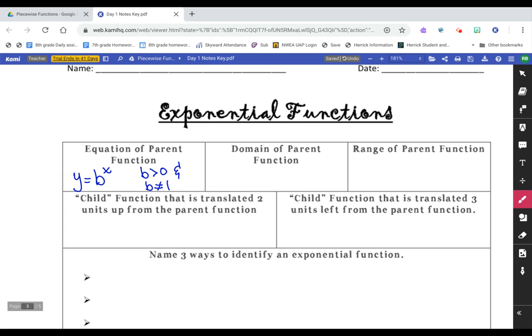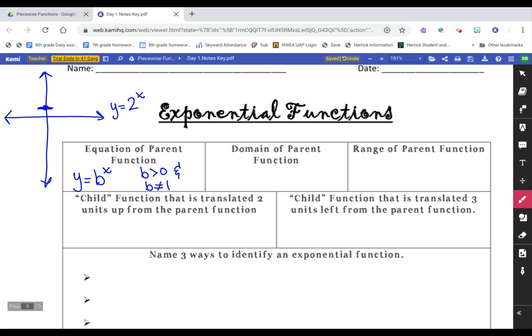The domain, so first of all, before we do that, let's graph our parent function. Okay, when we have, let's make b 2. So we'll graph y is equal to 2 to the x power. Okay, well, when x is 0, that means that y is 1. And every exponential function will go through 0, 1 as long as it hasn't been shifted up, down, left, or right.